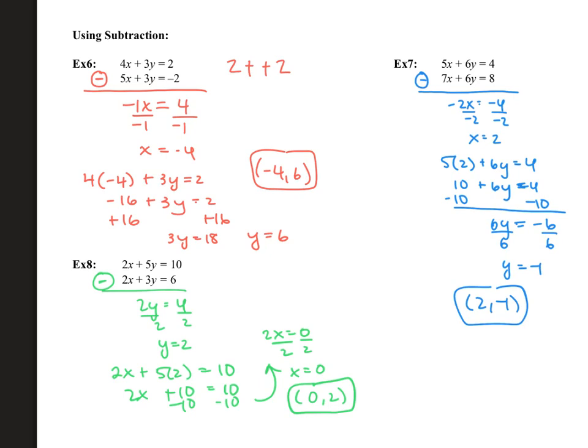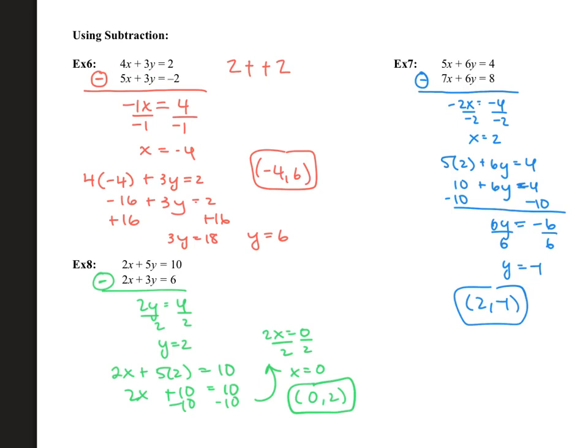All right, so on example 7, again, we knew we were going to subtract because 6y minus 6y is 0. So I'm going to do 5x minus 7x is -2x, and 4 minus 8 is -4. Divide both sides by -2. Remember that a negative divided by a negative is positive. And so then I've got x equals 2, and so I plugged that into the top equation. So 5 times 2 is 10. Then I subtract 10 from both sides. 4 minus 10 is -6. And then divide both sides by 6 to get y equals -1. So my point of intersection, my solution is 2, -1.